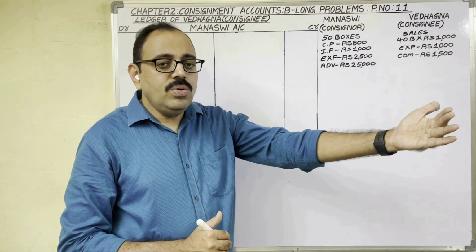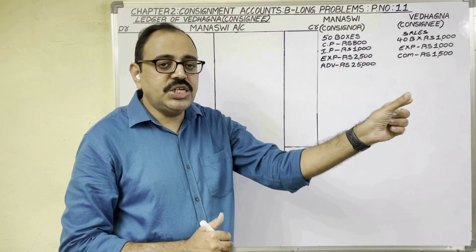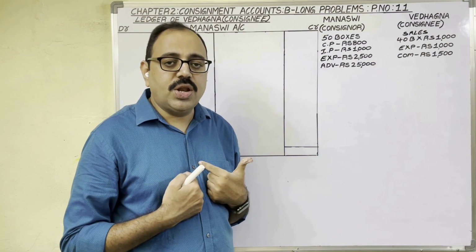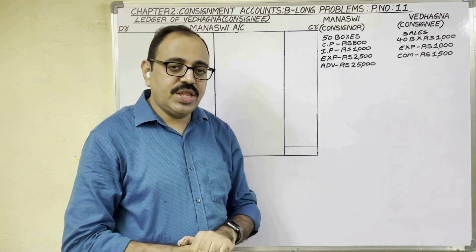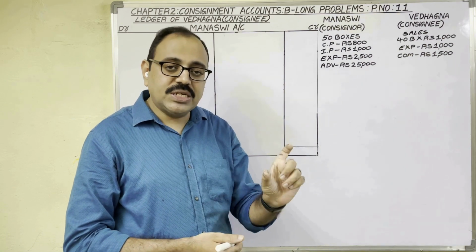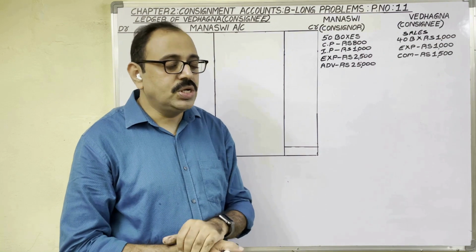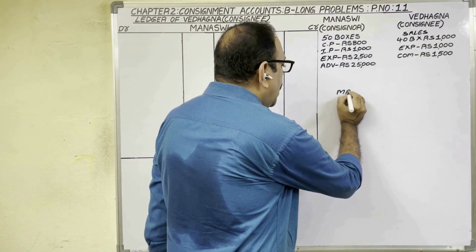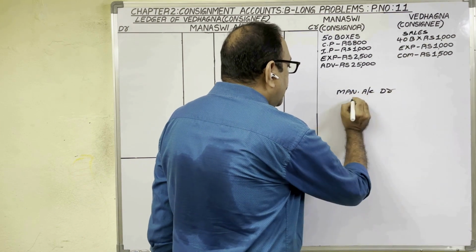25,000 is paid to Manasvi. In future, Manasvi has to return this 25,000 rupees to consignor. So to consignor, Manasvi is becoming a debtor for this 25,000 rupees. Debtor means asset. Asset should be debited because asset shows debit balance. So while writing the journal entry, consignor's name, Manasvi account should be debited.